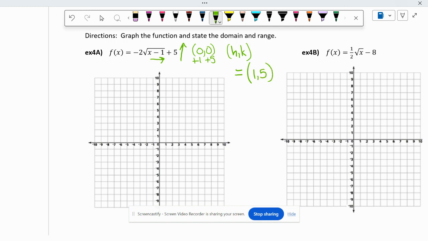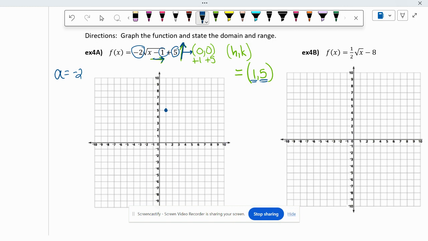It's going to change from 0, 0, my starting point, right? So these change the starting point. My starting point was originally 0, 0, but I'm going to move up 5. That changes my y, and I'm going to move to the right 1. That changes my x value. So that is my new starting point, 1, 5. And I see that I have this -2 out in front of it. That means that a is -2.